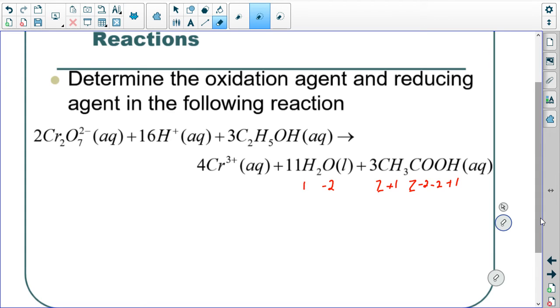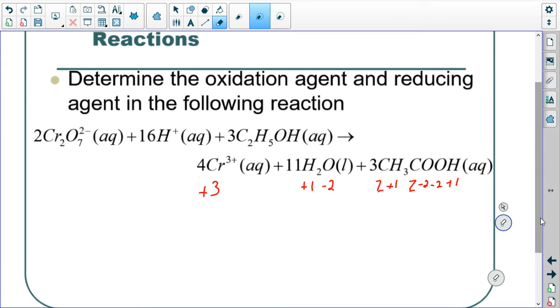This oxygen is a -2. That guy's a +1. What's the chromium 3 ion? What's its oxidation state? It's a monatomic ion. Its oxidation state is +3. It is the same as the ion. Okay, we have to go back to our rules that we started earlier. That's not in the data booklet. You have to remember the rules from the chart.